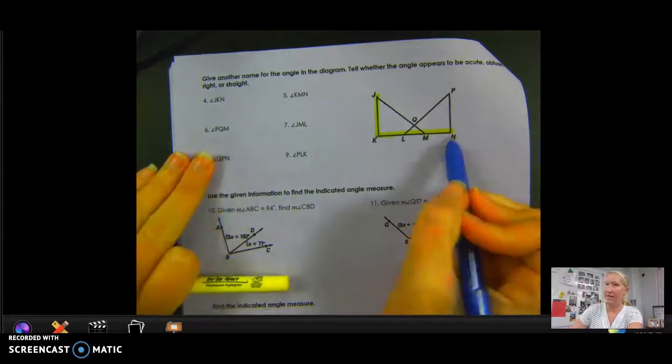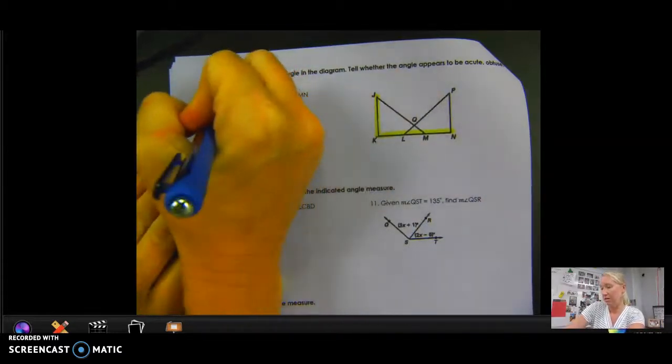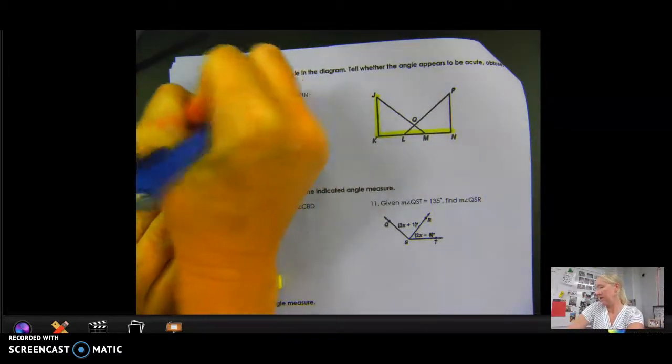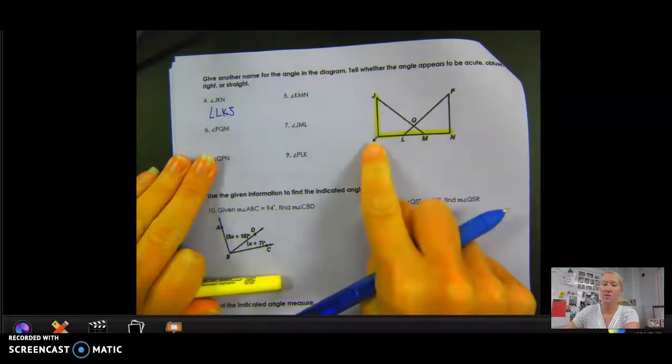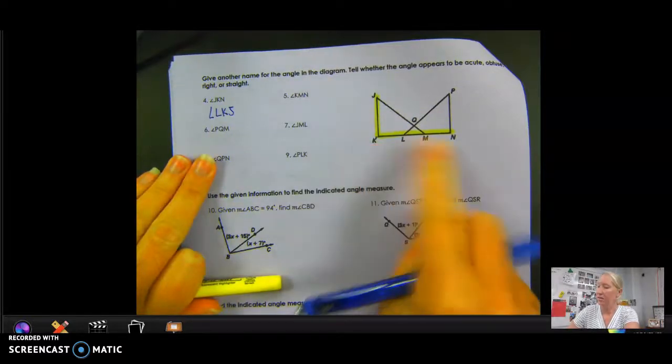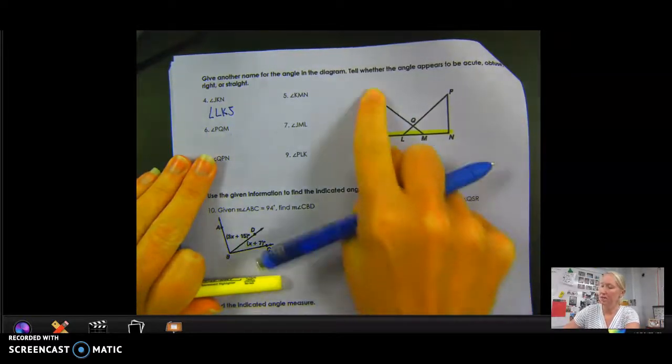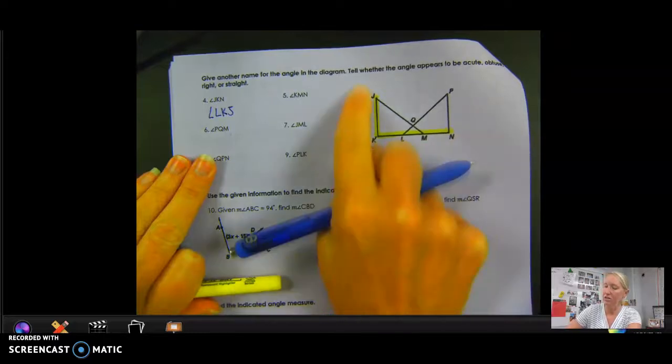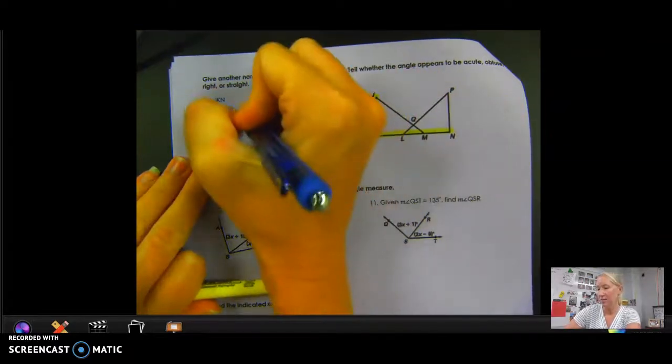I could also call that angle L to K to J. I could also call it angle K. I could also call it M to K to J. I could also call it N to K to J. That angle appears to be right.